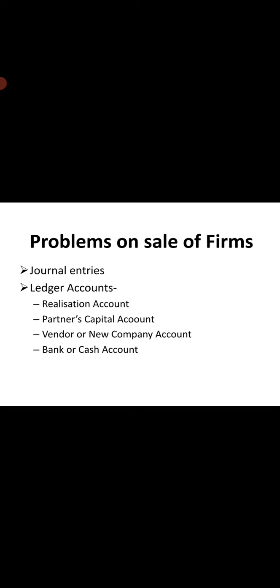So in this problem we have taken into consideration both journal entries and ledger accounts. Students may expect any one aspect in the final examination, and as per the question paper pattern, we noticed that in most of the years they had asked only ledger accounts and not journal entries. So you can concentrate on journal entries to a smaller extent, and on ledger accounts to a greater extent.